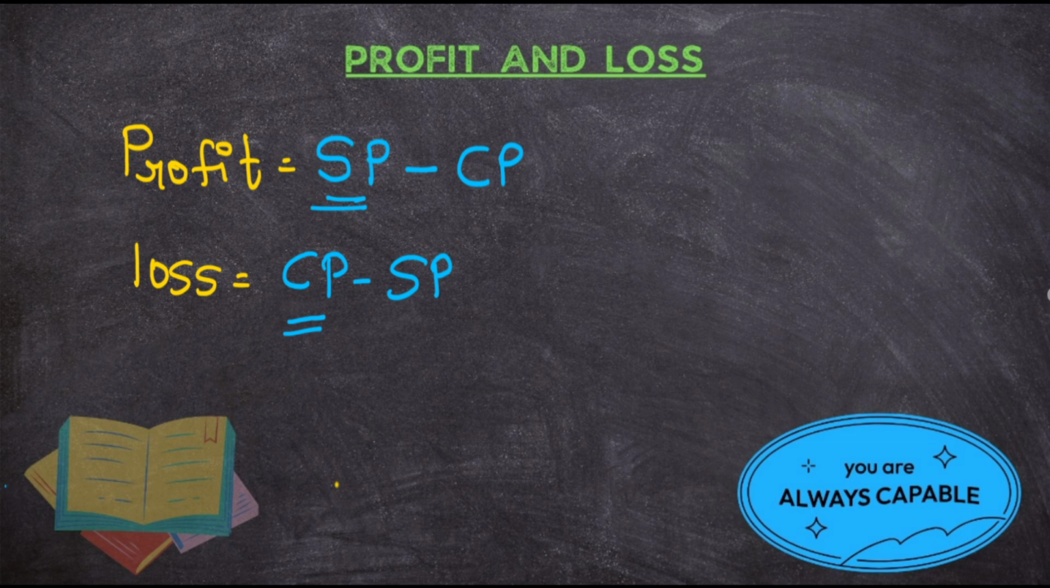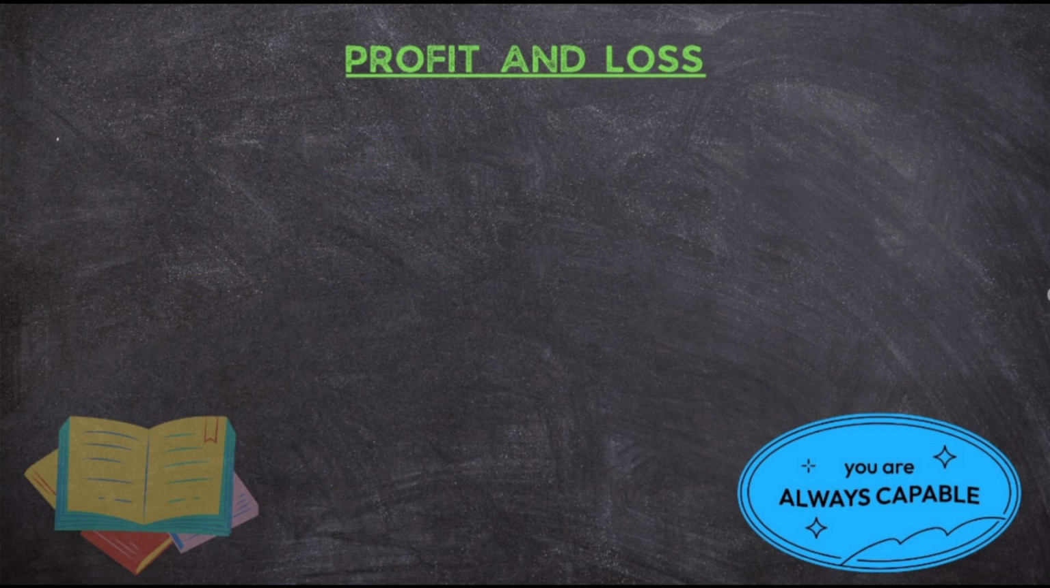Now let's check a few sums with regard to this. The first question I'll take: a cost price is given as 100, and the selling price is given as 80. I'm not writing rupees or anything because I know many people outside India are also watching this video. So just not to confuse you, I'm not writing any rupee or dollar before the number. Just understand the concept.